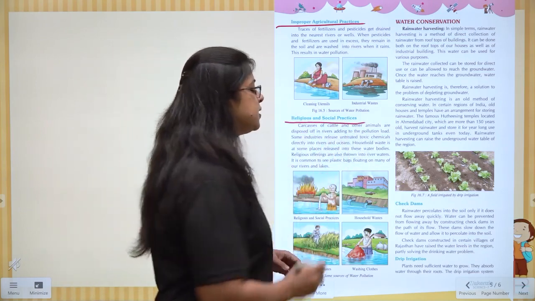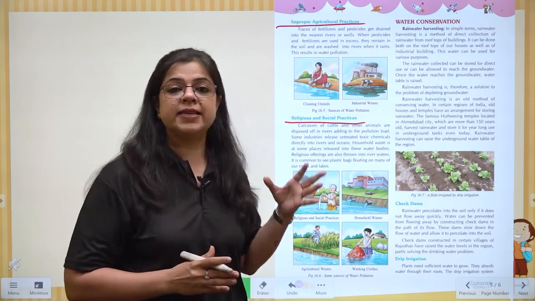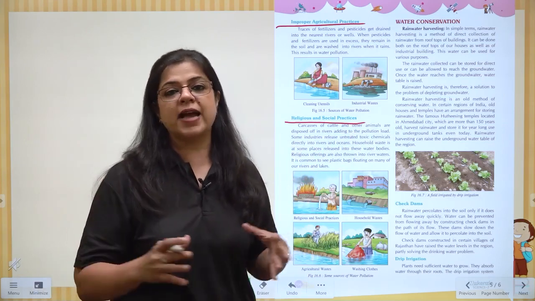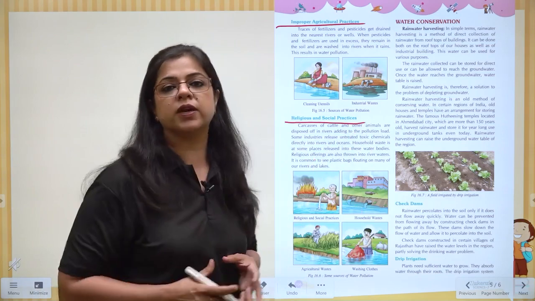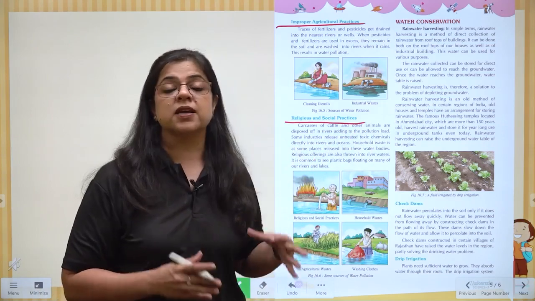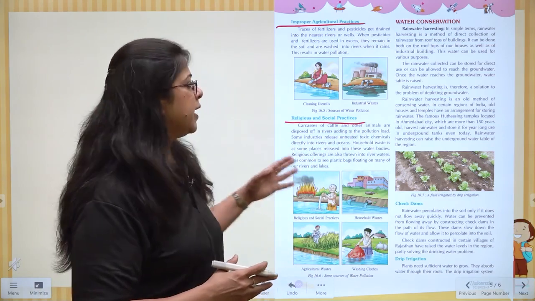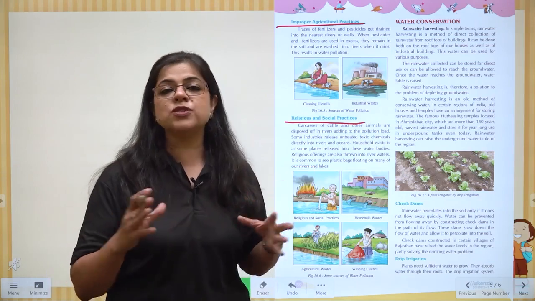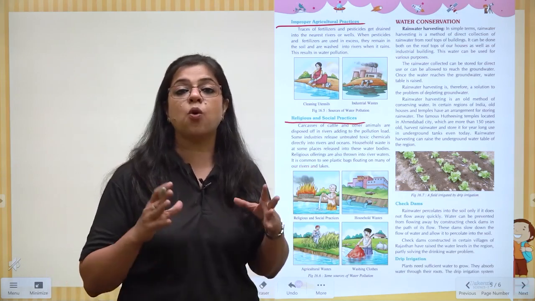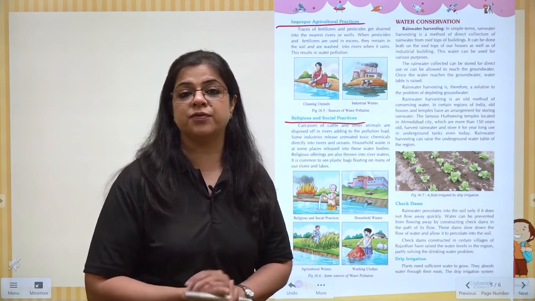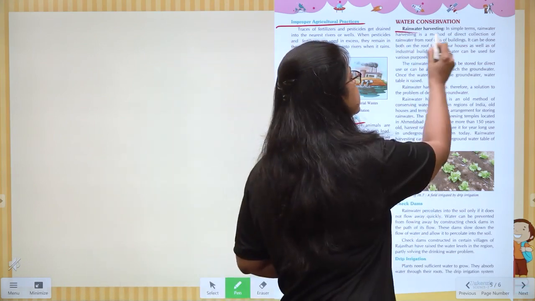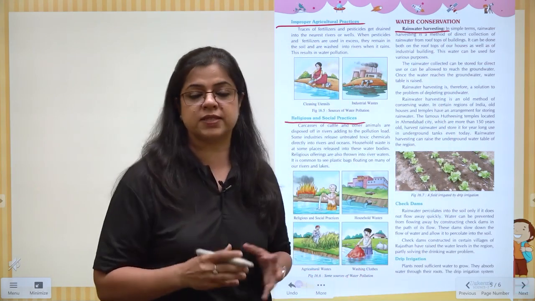There are certain religious and social practices, जैसे ashes या dead animal के carcasses को water में flow कर दिया जाता है. Because of this, the water once again becomes impure. There are means of water conservation that we all can practice in our daily life. The first one we have already discussed is rainwater harvesting.